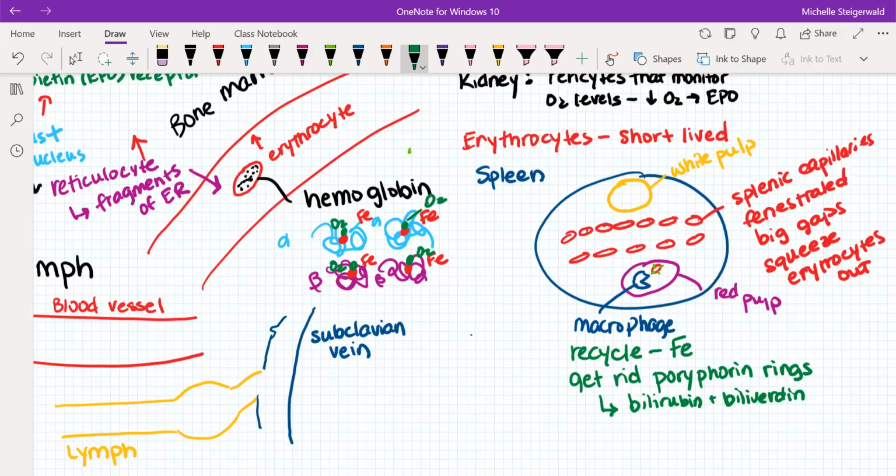It's going to go to the liver. The liver takes care of it. The liver is going to process it, and hopefully you get rid of that.